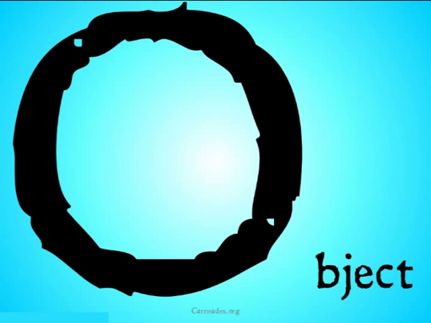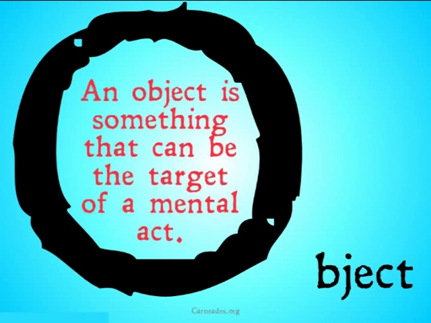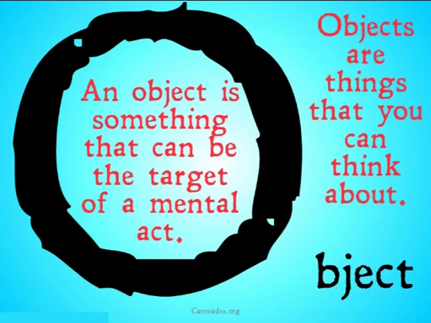Now, an object. We need to understand Meinong's theory of objects in order to understand his ontology. So, how does Meinong define an object? An object is something that can be the target of a mental act. What does that mean? That just means that objects are things that you can think about.